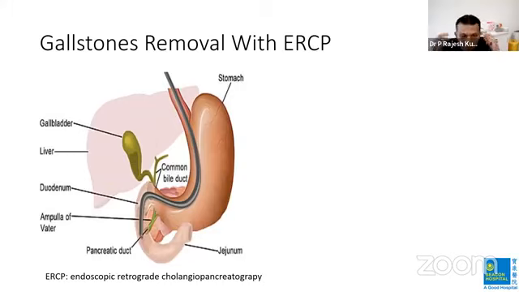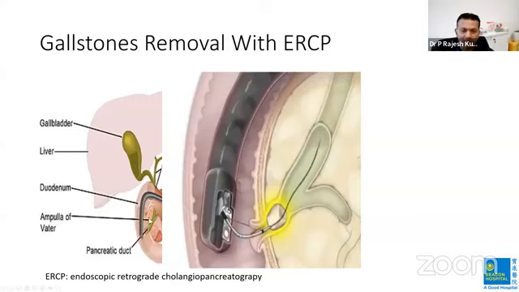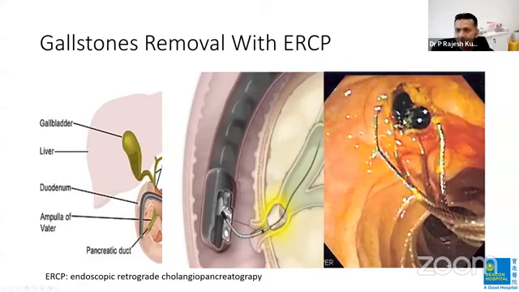ERCP stands for endoscopic retrograde cholangiopancreatography. It's a long name. Basically, what we do is we put this scope here into the stomach, into the small bowel, and it's a special scope in the sense that it has a side window. Can you see the side window here? With this scope, we go into the bile duct. We try to detect the stone and we remove the stone. So this is how it is.